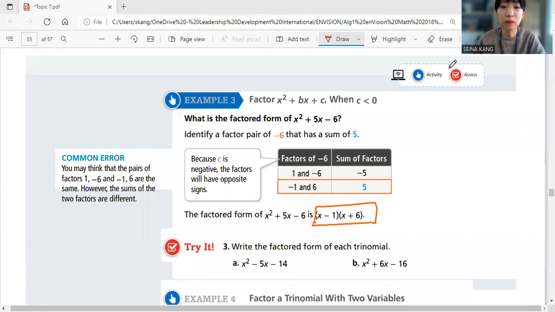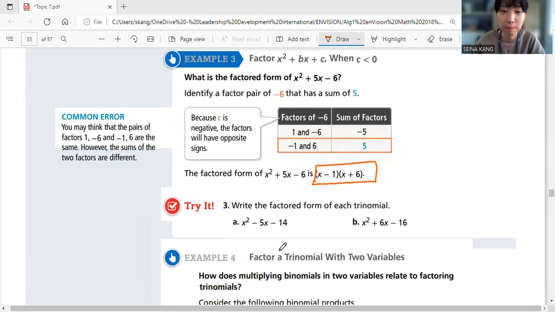Okay, are you ready? What two numbers multiply to negative 14 and add up to negative 5 in 3A? So yeah, 7 and 2. Which one is negative? Negative 7 times positive 2 is negative 14. Negative 7 plus positive 2 is negative 5. So that's equal to x minus 7 times x plus 2.